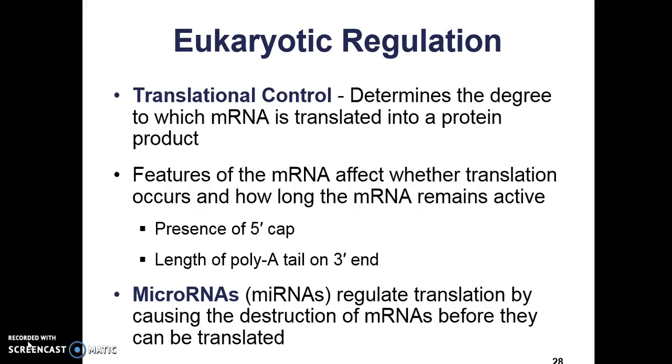Okay, translational control determines the degree to which mRNA is translated into a protein product. Okay, and this is going to kind of affect whether translation occurs and how long the mRNA remains active. Now, microRNAs regulate translation by causing the destruction of mRNAs before they can be translated. So these are small RNAs that can bind to and damage the translation of mRNA in the cytoplasm.